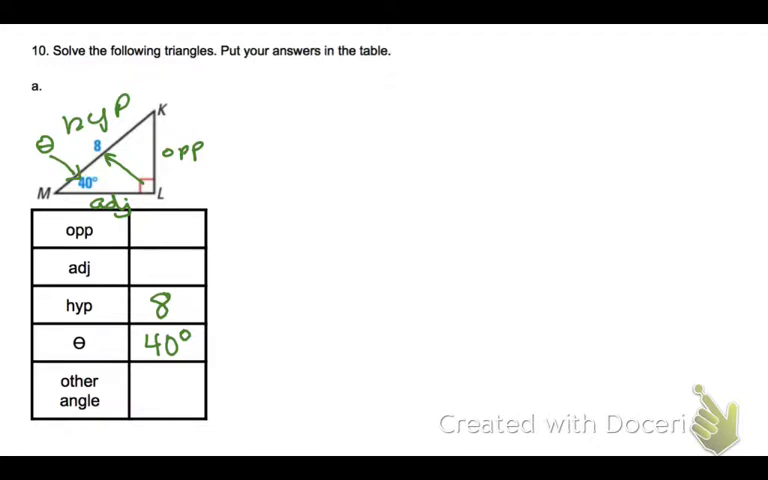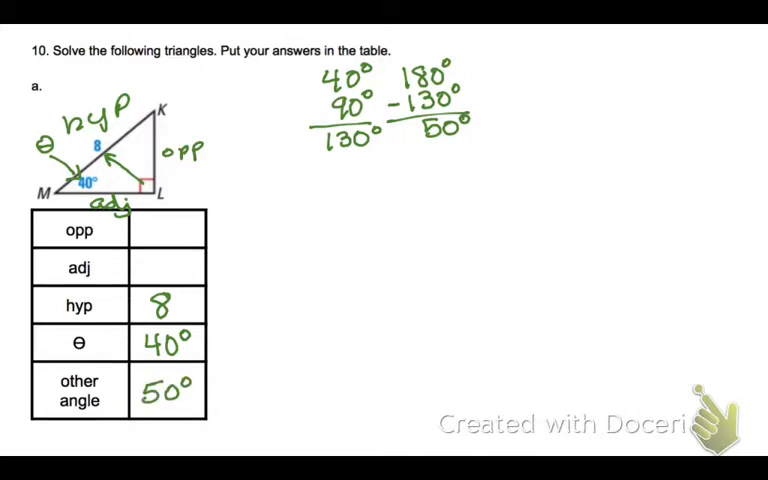So we have 2 of the 3 angles. So all we need to do is add 40 degrees plus 90 degrees. It's 130 degrees. And what should all 3 angles add together to be? That's 180. So we take 180, subtract that 130, and we end up with 50 degrees. Okay, so that other angle is 50 degrees. And then you can put it up here if you'd like. Okay, so now we have all 3 of our angles and we have one of our sides. So we need to find out our sides.